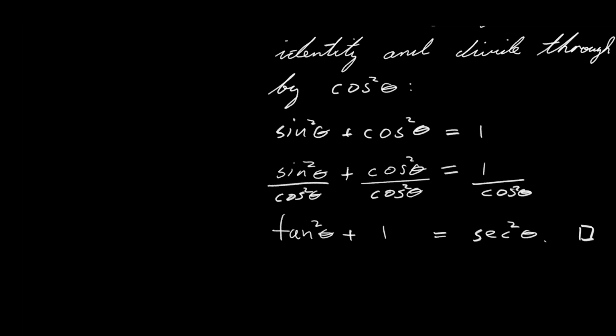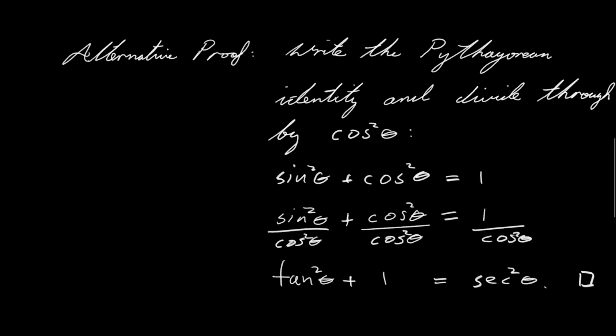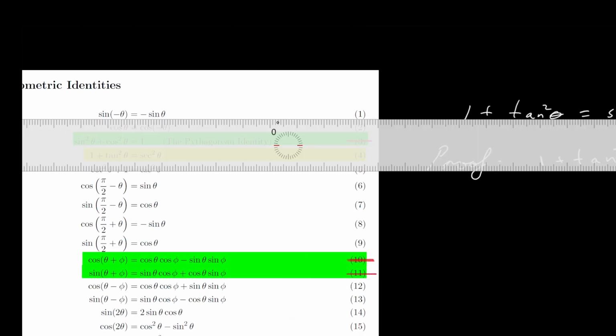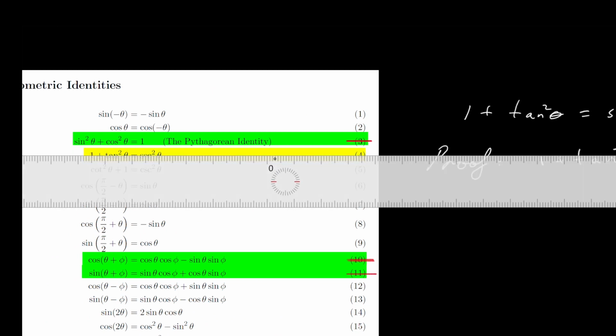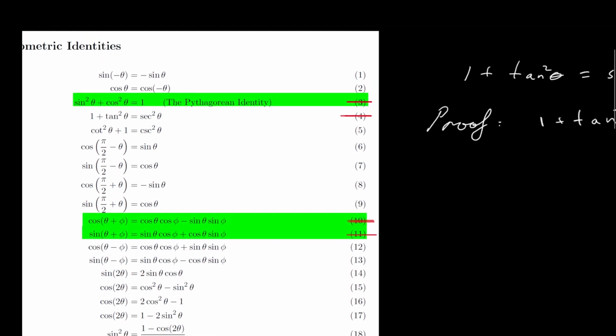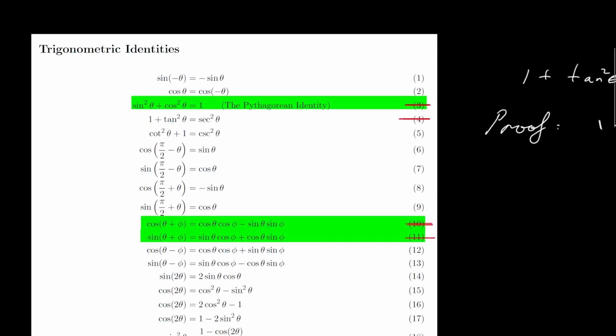Well, now we can go back to our list of trigonometric identities and cross off trigonometric identity number 4. And now we have proven 4 identities, which means there are 15 to go. 19 on our list, 4 down.